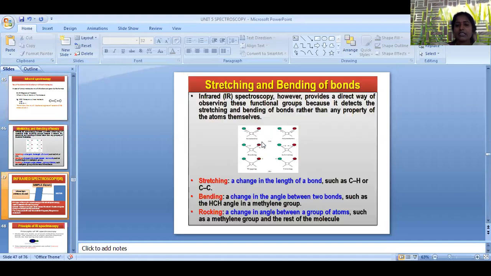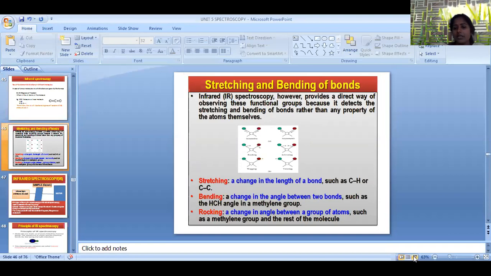And these are the types of bending vibrations possible in the molecule, just as we discussed. Okay, so this is about stretching. Outside stretching and inside stretching are possible, called symmetric stretching. One is outside, second is inside. This is called asymmetric stretching.